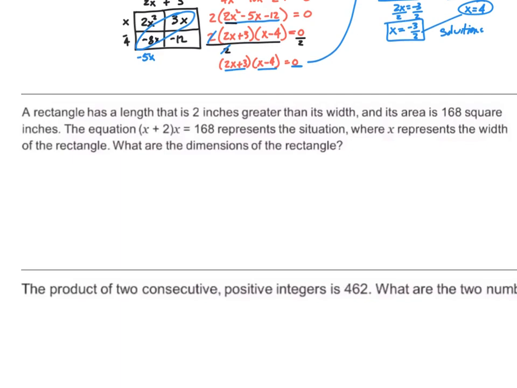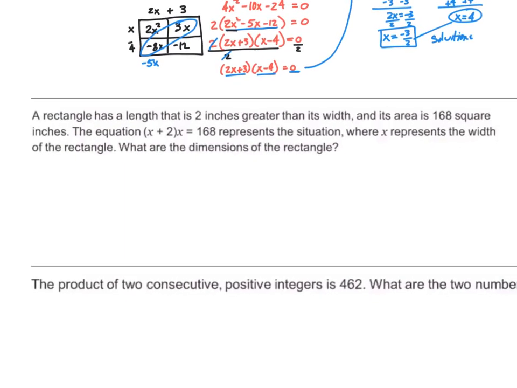Okay, let's take a look at the next one. It says a rectangle. So this is some application stuff. A rectangle has a length that is 2 inches greater than its width, and its area is 168 square inches. The equation x plus 2 times x equals 168 represents this situation.